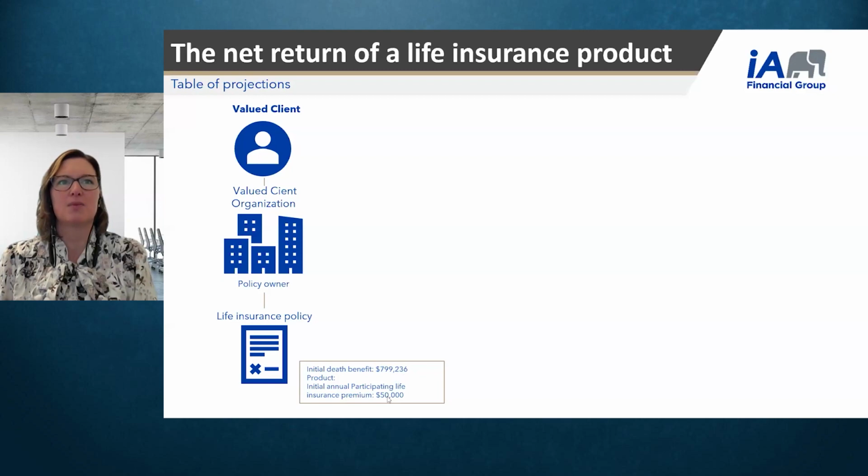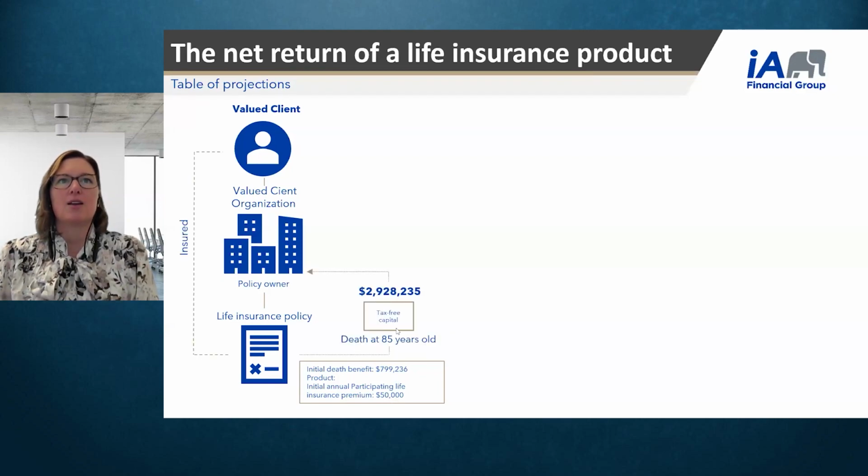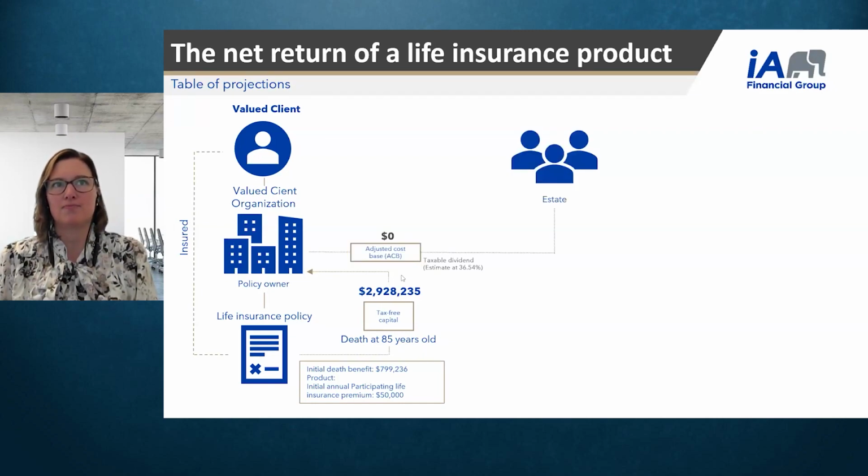So what I have now is a death benefit of $799,000 based on my 10 years of $50,000 annual premiums. I know that at age 85, based on our projections, there will be a death benefit of 2.9 million. And in this case, it actually worked out that at that time, the ACV is 0. So in this case, that full 2.9 million can go through the CDA into the hands of the estate.